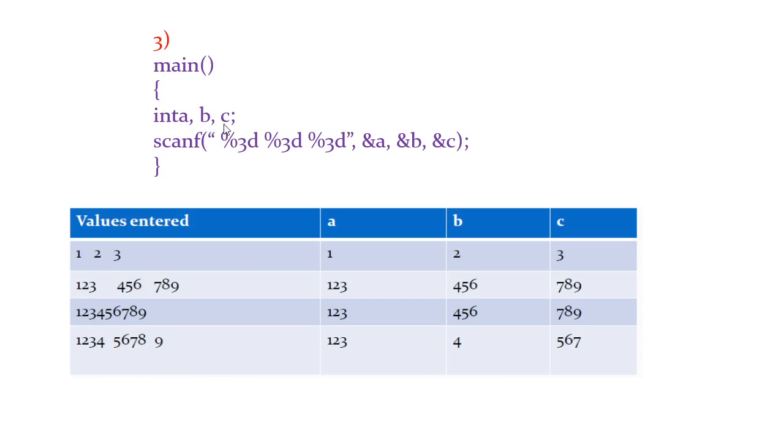Again it is integer a, b, c. Okay, scanf, %d, %3d. So it indicates the space between the words. So this %d, and so on. So you can see that this 1, 2, 3, okay, ABC has this space. Again, if you enter 1, 2, 3, 1, 2, 3, the value of this will be this. The space between this is 3.